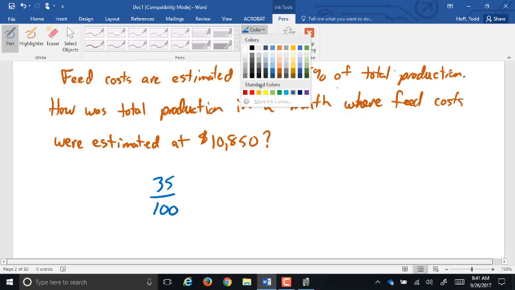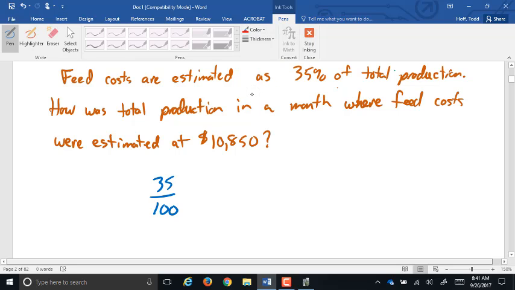So here we have a percent, which is the 35%. So 35 over 100. Now remember, the percent itself always represents something, the 35, and the 100 also always represents something. The 100 always represents the main piece, the main object, and the 35 represents the piece that we're focusing in on. So usually the 35 is part of the 100. So whatever the 35 represents is part of the 100. So here the 35 represents what? Feed costs are estimated as 35%. So the 35 represents the feed cost. The 100 is the total production.